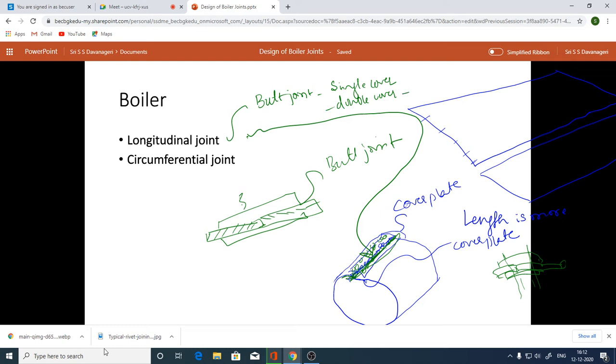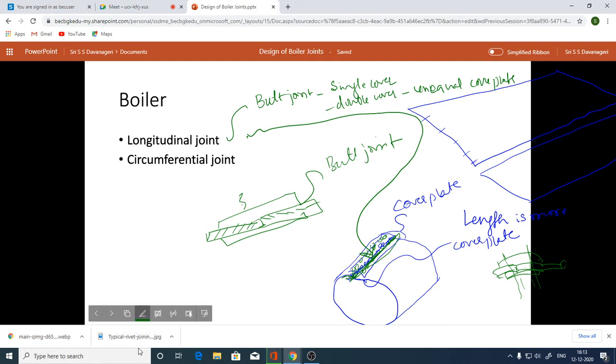If they have gone for double cover, then these are unequal cover plates here. If you go for a single cover plate, you put only one cover plate at the top portion, not at the bottom portion. If it is a case of double cover, then the cover plates are unequal.